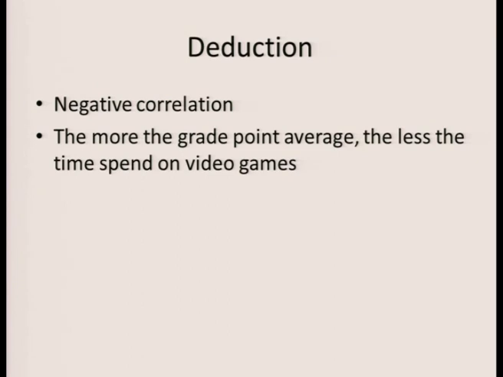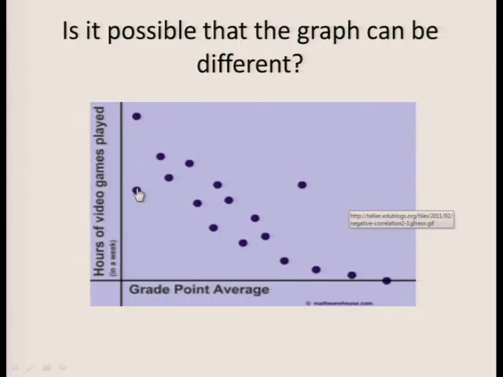The deduction that we can make in this case is that there is a negative correlation between the two variables, and the higher the grade point average that the specific learner obtained, the less the time was spent on video games. Remember, the number of learners that we were looking at in this experiment, we can count them. There were 1, 2, 3, 4, and so on learners who participated in this experiment.